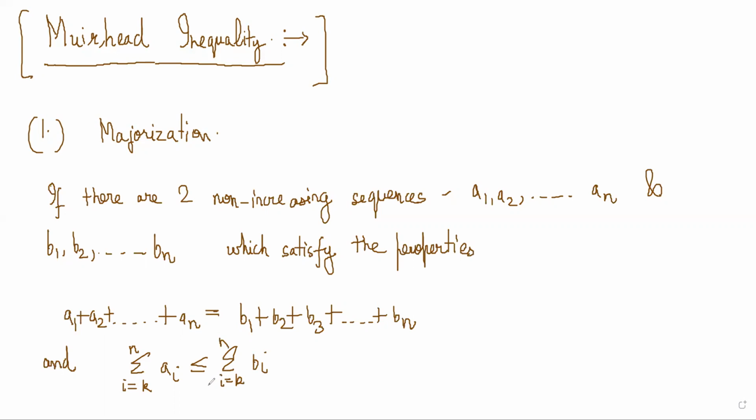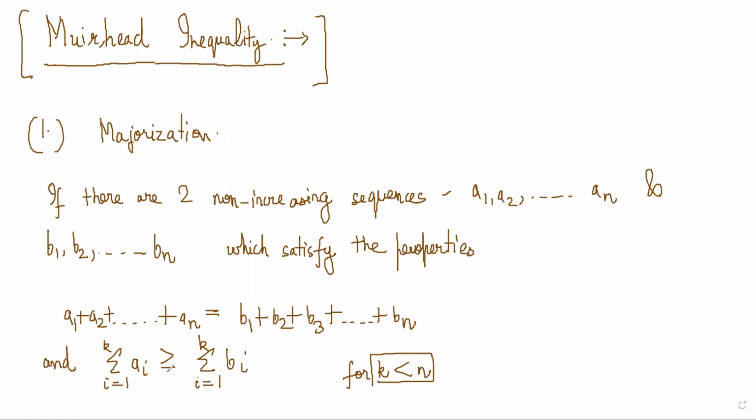Wait, I have stated this one, so I'll just write it again. We have the summation of Ai from i equals 1 to k is greater than or equal to the summation of Bi from i equals 1 to k, for k less than n, and this equality sign is not there. Then the sequence Ai majorizes the sequence Bi. So we write that with this symbol for majorization.